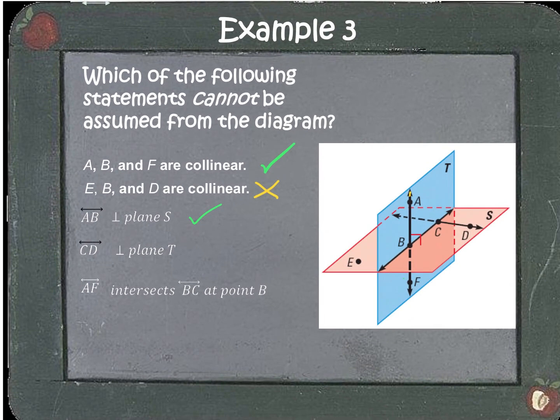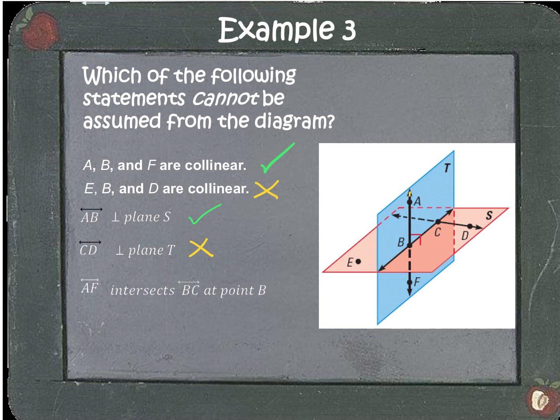However, when we take a look at CD and see if it's perpendicular to plane T, notice what's missing is the perpendicular indicator showing that that could be perpendicular. So without that right angle, I cannot assume that CD is perpendicular to T.